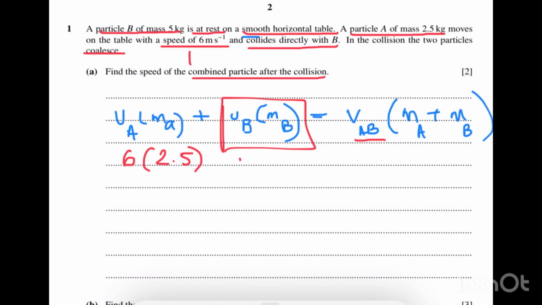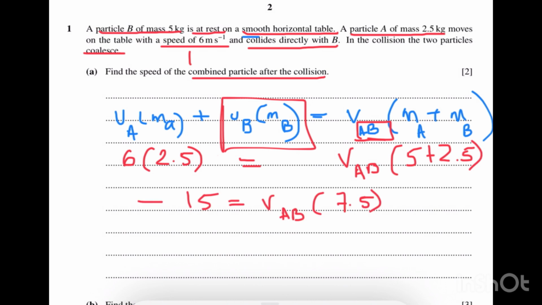And then we have the other side of the equation. So this AB is the combined particle, and this is the speed we have to find out, which is the speed after collision. And then since both particles coalesce, which just means that they become one, it will have the mass of both A and B, so that will be 5 plus 2.5 kgs. So if we simplify this and divide by 7.5 on both sides, we get that the velocity of the combined particle directly after collision is equal to 2 meters per second.